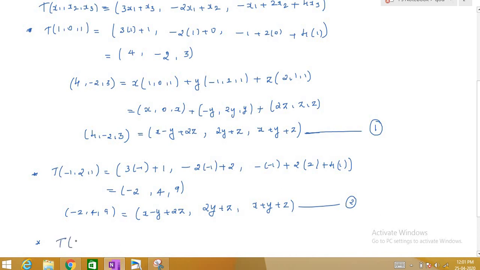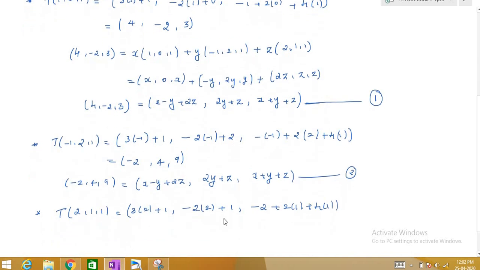So the third vector in the basis is 2 comma 1 comma 1. If I do that, I will have 3x1 plus x3, where our x3 is 1, then minus 2x1 plus x2, and minus x1 plus 2x2 plus 4x3. So if I do that, this is 6 plus 1, which is 7. So I'll have 7 comma minus 3 and this is nothing but 4. This minus 2 and this plus 2 will get cancelled.